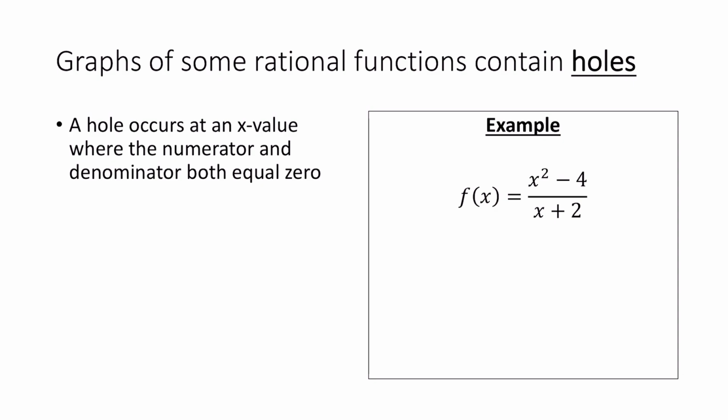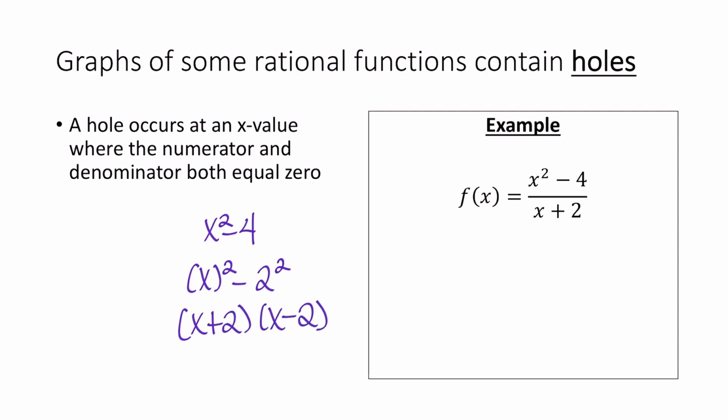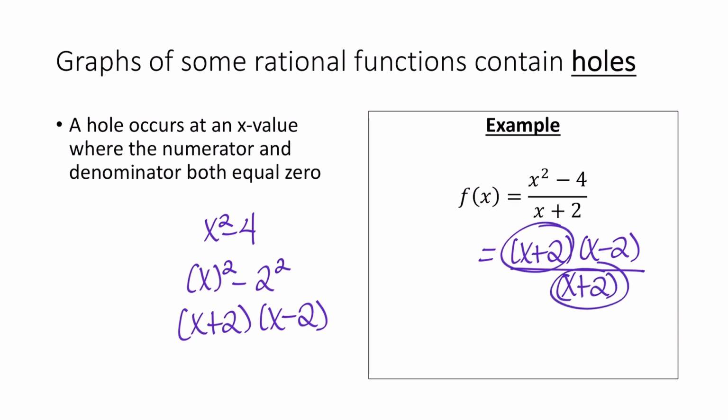So for example, this f of x, notice that if I factor the numerator, x squared minus 4, I have x squared minus 2 squared. That's the difference of two squares, so I have x plus 2 times x minus 2. If I write this as a product of its factors, I have x plus 2 times x minus 2 over x plus 2. Notice that x plus 2 is a common factor, so I will have a hole where x plus 2 equals 0. If I solve that for x, x equals negative 2. So that's where I'm going to find the hole on this function.